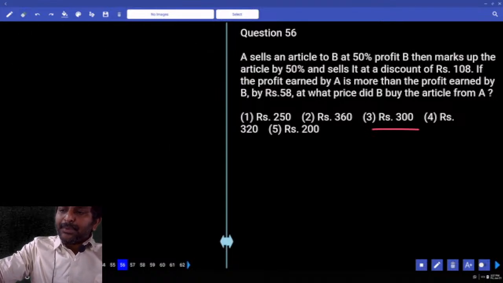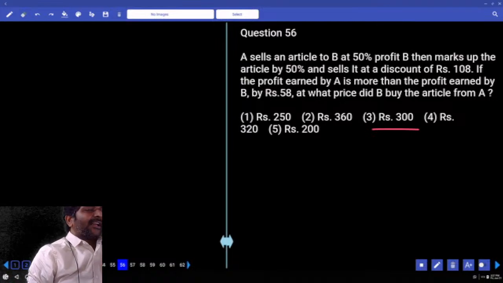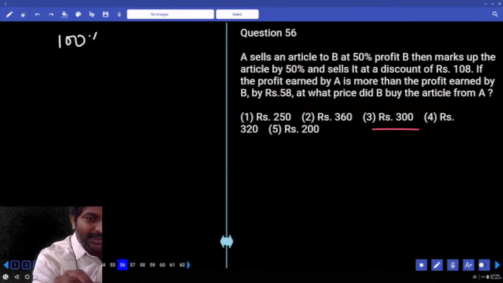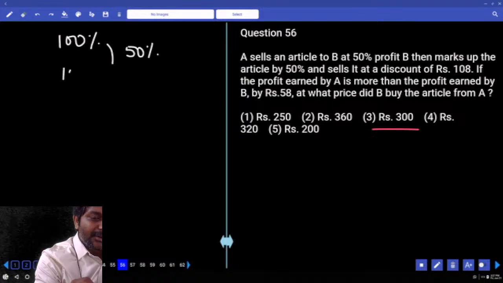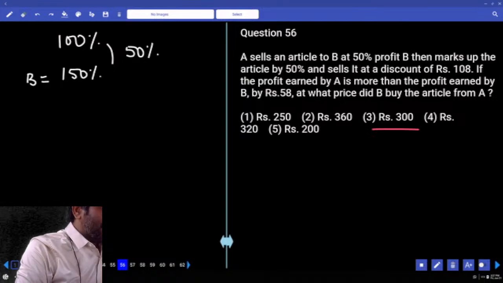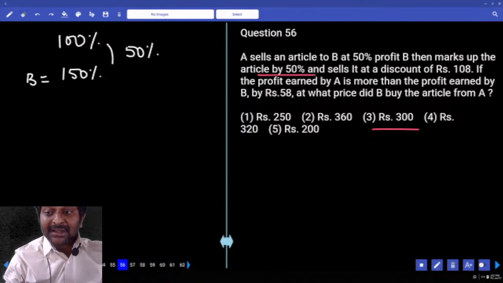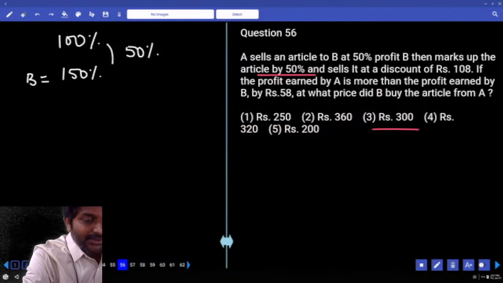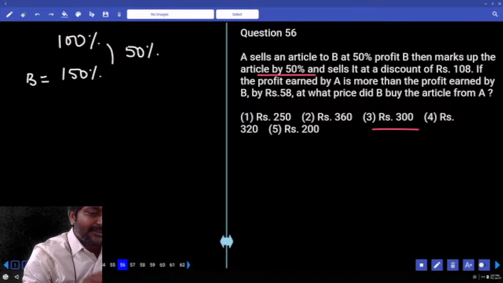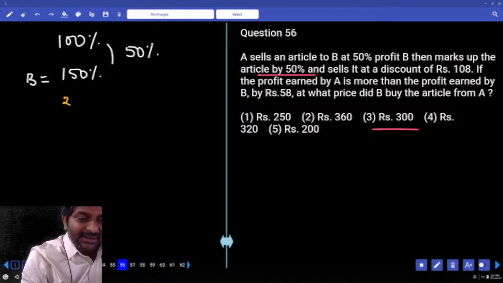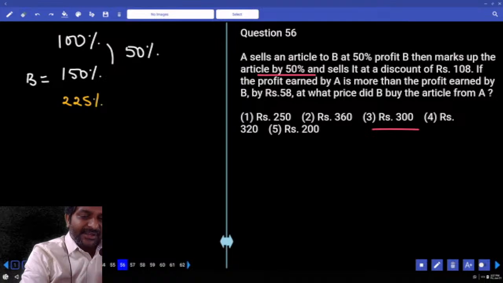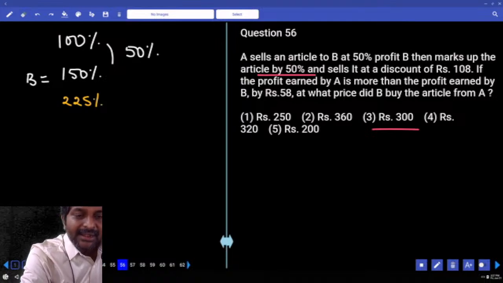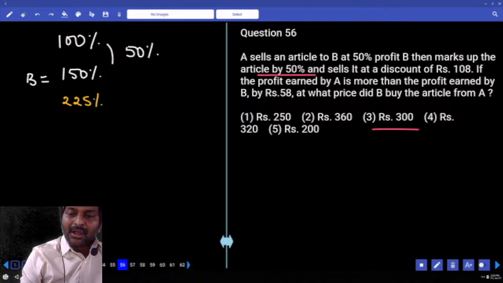A sells an article to B at 50% profit. A purchased it at 100%. Is that okay? Now, he is getting a profit of 50%. Now B purchased this at 150%. Then B marked it up by 50% of this, which is 75, right? Then marked at 225%. Done? And gave a discount of 108.